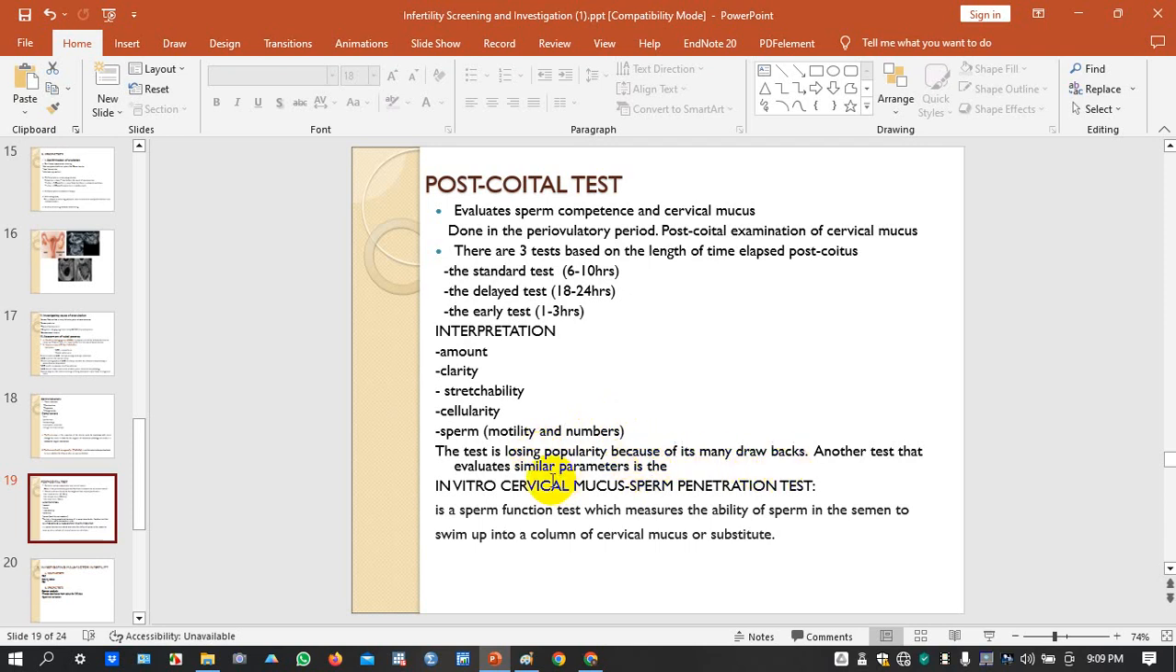Another test that evaluates similar parameters is the in vitro cervical mucus sperm penetration test. It's the same test, but now we are doing it outside a human being, and it's a sperm function test which measures the ability of sperm in the semen to swim up into a column of cervical mucus. So this one, we bring an artificial cervical mucus column so that you see whether the sperms can swim past it. So that's it.